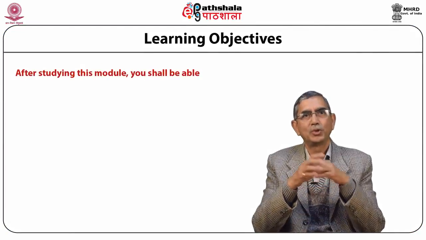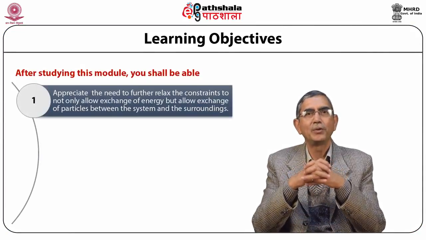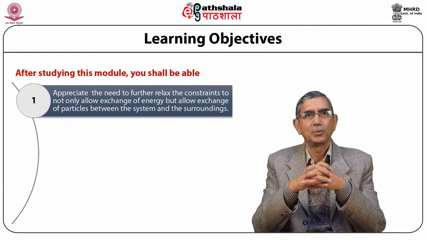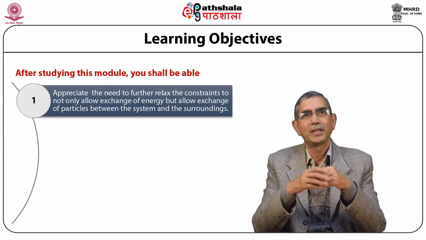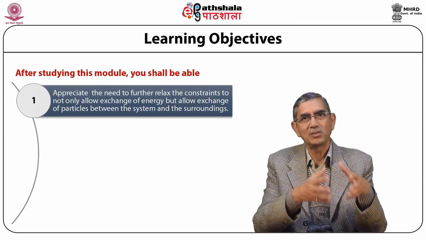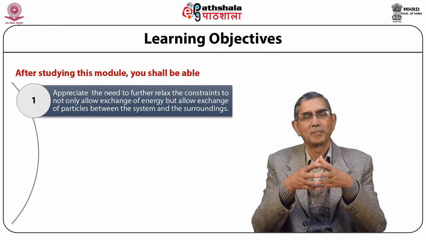Today we are going to discuss a module, Ensemble Theory, Classical Part 6, Grand Canonical Ensemble and its applications, under the paper Statistical Mechanics. After studying this module, you shall be able to appreciate the need to further relax the constraints to not only allow exchange of energy, but allow exchange of particles between the system and the surroundings.